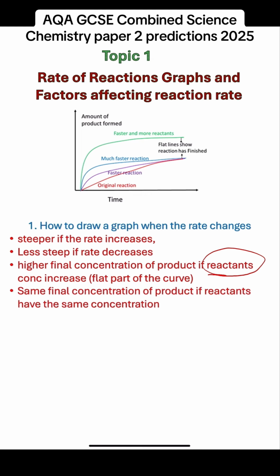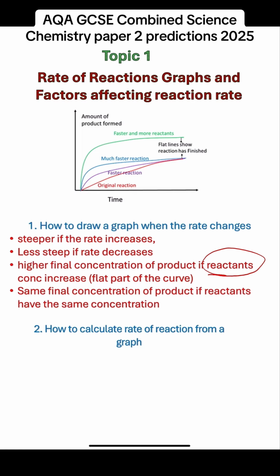But if any other factors have increased the rate other than the concentration of the reactant, like the use of a catalyst or the increase in the surface area to volume ratio, then in this case, the final concentration of the product will be exactly the same, which means the line will flatten at the same highest value for the concentration of the product. You need to know how to calculate the rate of the reaction from the graph.